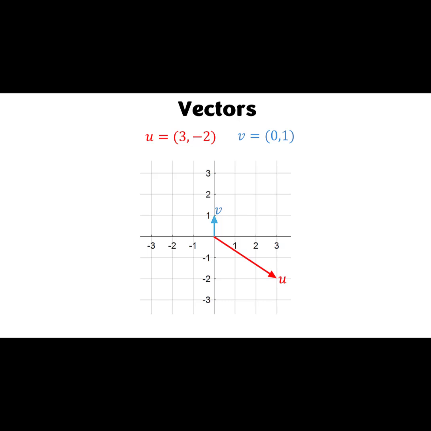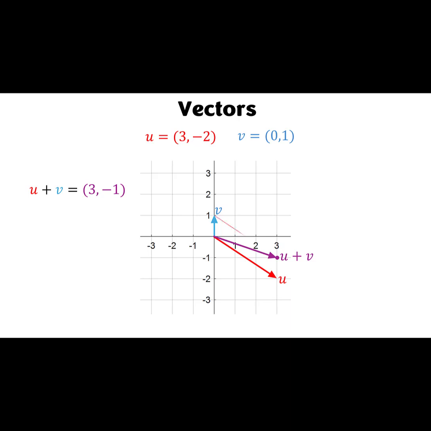Remember vectors, if you want to plot them, you can plot the first element as the horizontal direction, the second element as the vertical direction. And here's the plotting of u and v. We can add these two vectors by adding the corresponding elements, right? 3 plus 0 is 3, and negative 2 plus 1 is negative 1. And you can plot that coordinate on the graph, 3, negative 1, and you can connect an arrow to the origin in that point, and that is the vector u plus v.